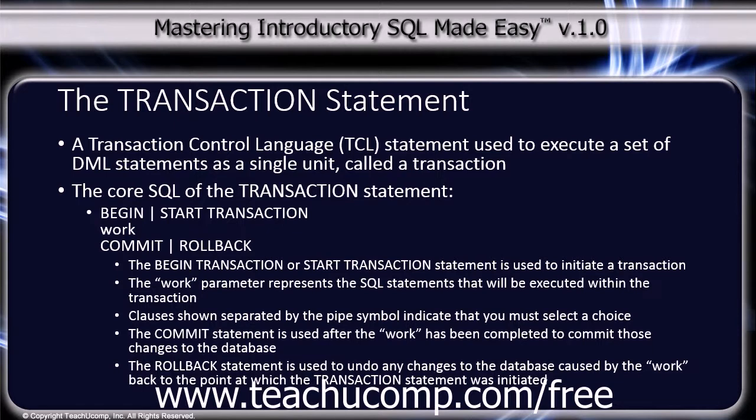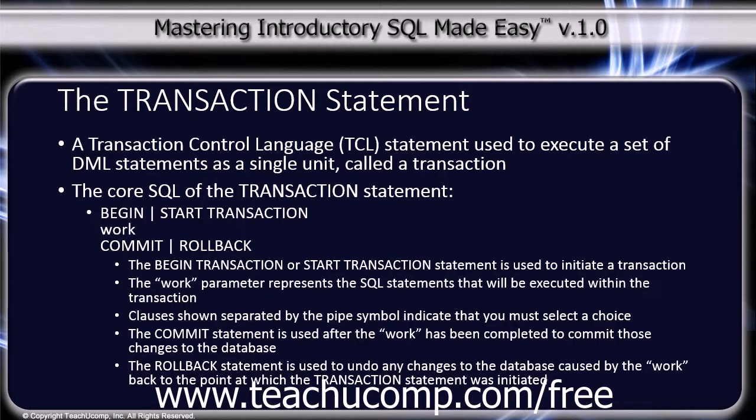Now note that this is a very simplified core of the SQL involved in creating transactions within multiple relational database management systems, and most vendors will have more complex options available for their transaction statements. The commit statement is used after the work has been completed to commit those changes to the database. The rollback statement is used to undo any changes to the database caused by the work back to the point at which the transaction statement was initiated.